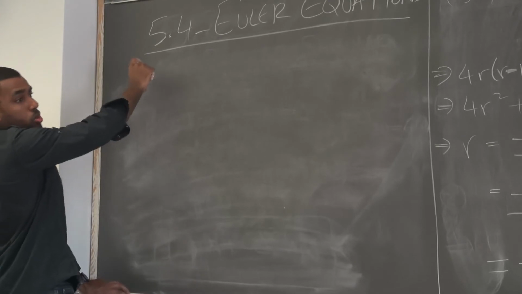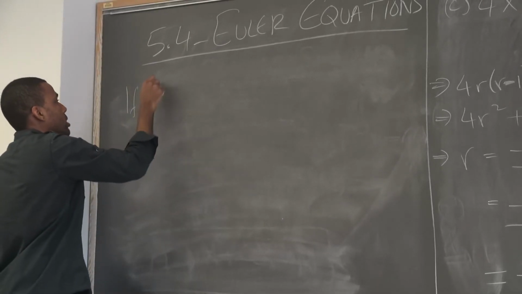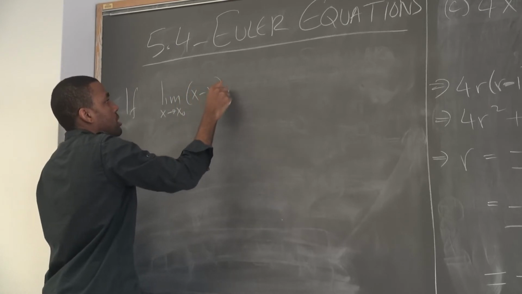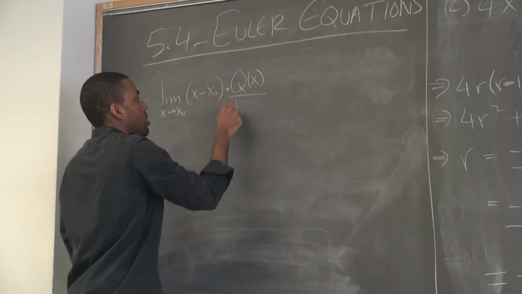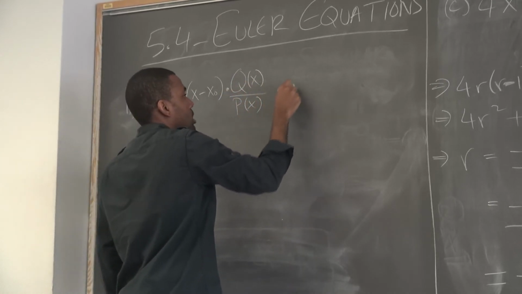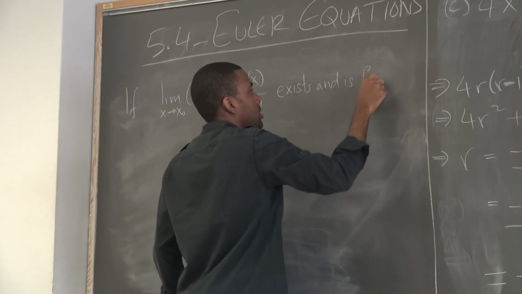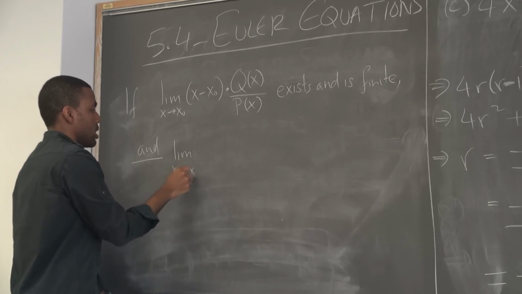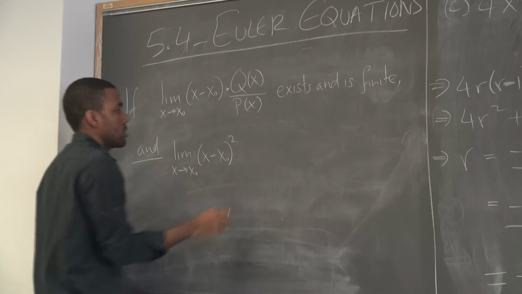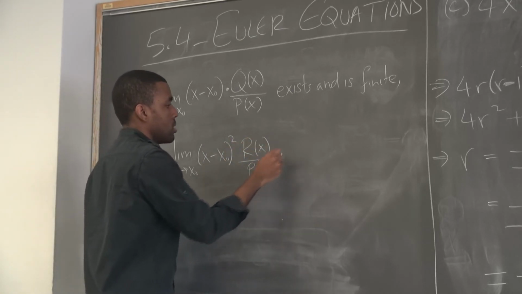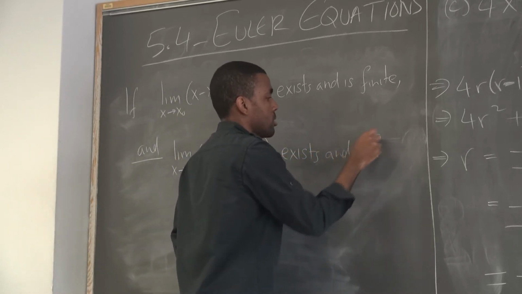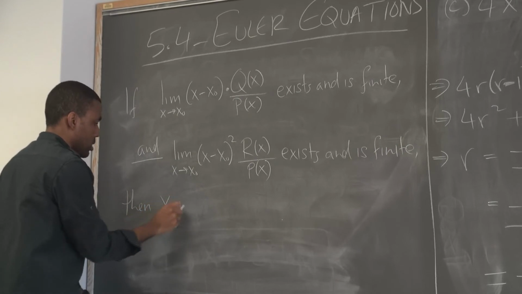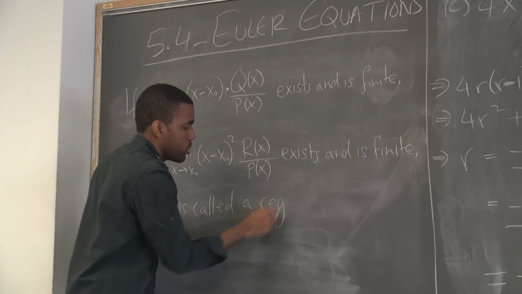Suppose x naught is a singular point. Here's how you deal with it. If the limit as x approaches this point of x minus x naught times q of x over p of x exists and is finite, and at the same time the limit as x approaches x naught of x minus x naught squared times r of x over p of x exists and is finite, then x naught is called a regular singular point.